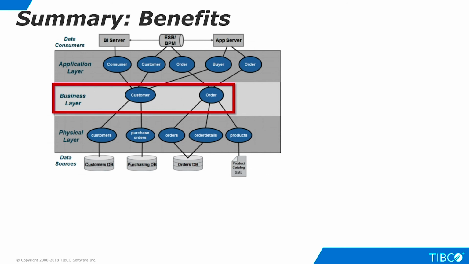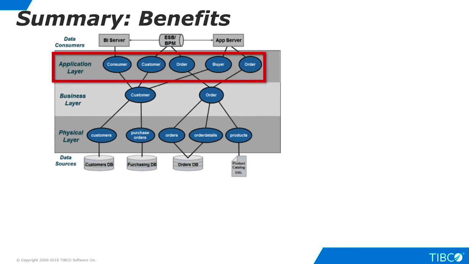Reuse at the business layer is perhaps even more important. Since these coarse-grained canonical objects represent a single version of enterprise truth, they can be leveraged to provide consistent results across many projects, while also reducing development effort for each individual project. Development work that only applies to a single project can be isolated at the application layer, ensuring that business and physical layers are dedicated to reusable artifacts.